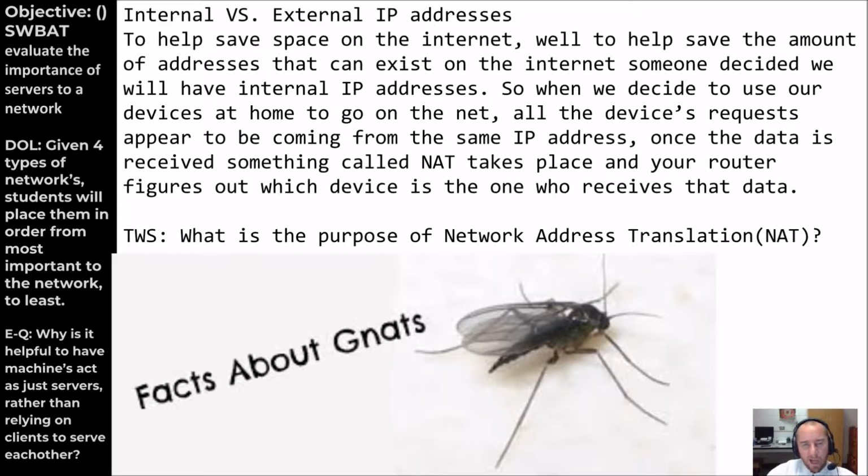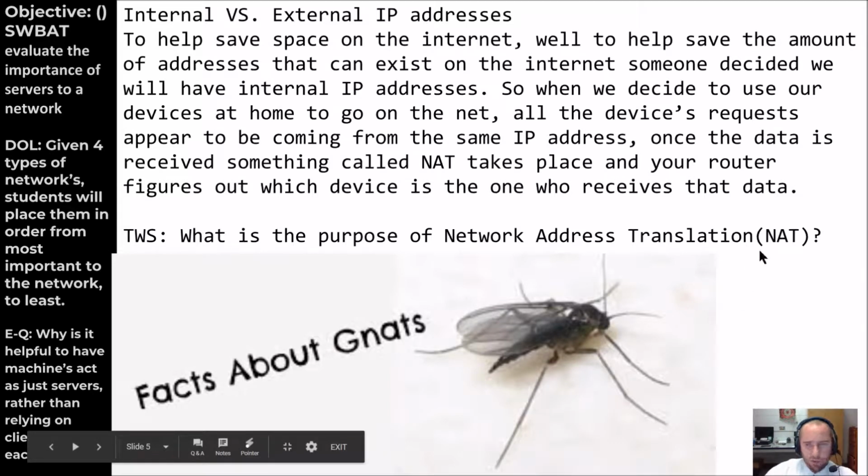So inside my IP network, I have all kinds of IP addresses. Usually they start with 192 or 10 or something like that. So when we decide to use our devices at home to go on the net, all the devices' requests appear to be coming from the same IP address. So once the data is received, something called NAT takes place, and your router figures out which device in your LAN is the one that's going to receive that data.